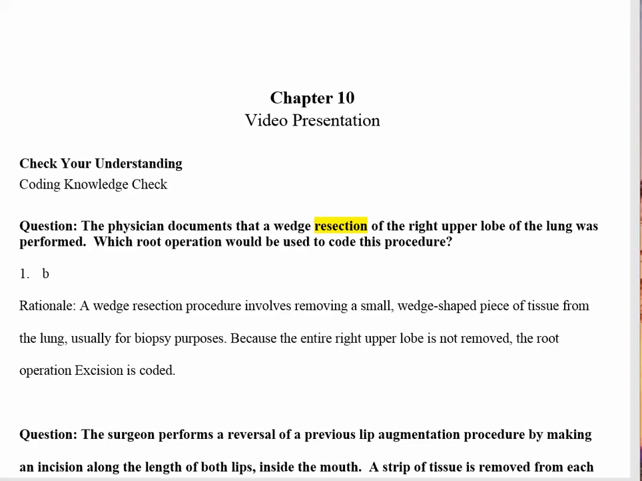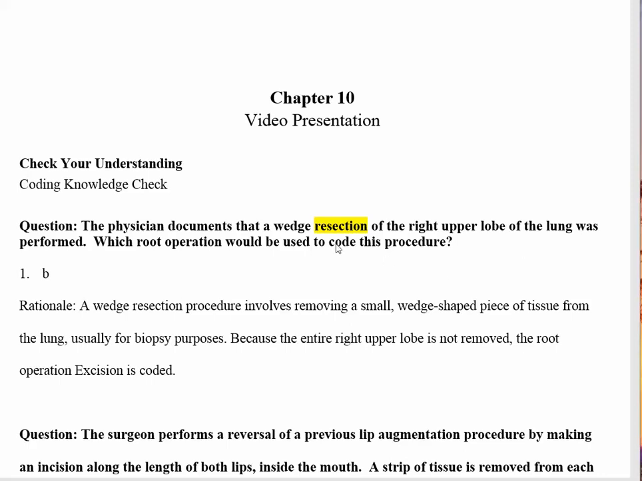So the first question says the physician documents that a wedge resection of the right upper lobe of the lung was performed. Which root operation would be used to code this procedure? In the textbook, you're given 4 options. Option A is destruction, option B is excision, option C is resection, and option D is occlusion.